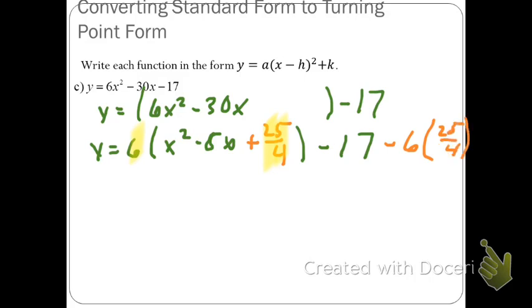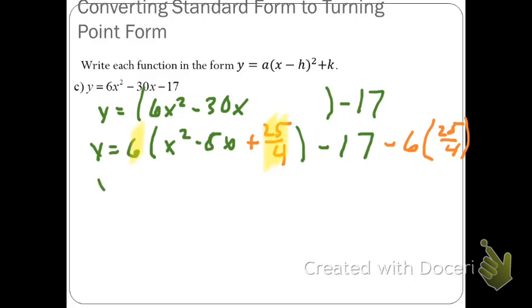So that way, the same value that I added to the right side of the equation is going to get subtracted from the right side of the equation. And so nothing has been gained or lost. The right side of the equation is exactly the same value as it started with. It just looks different.